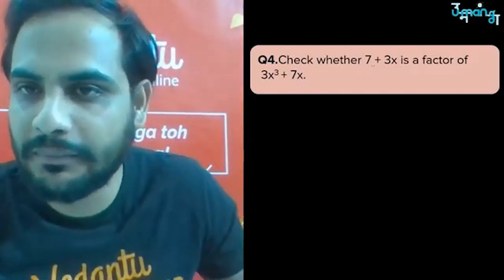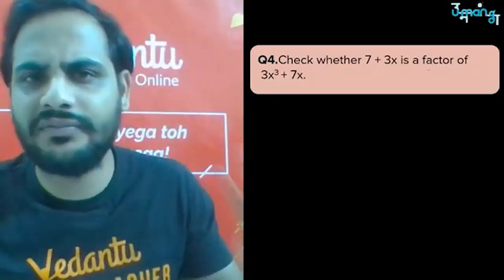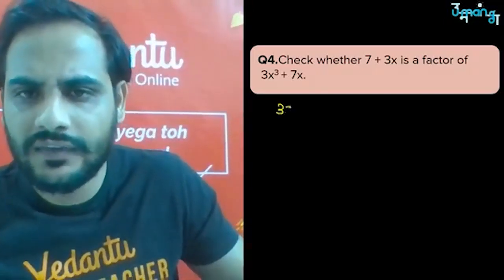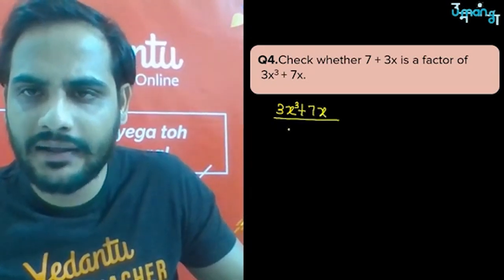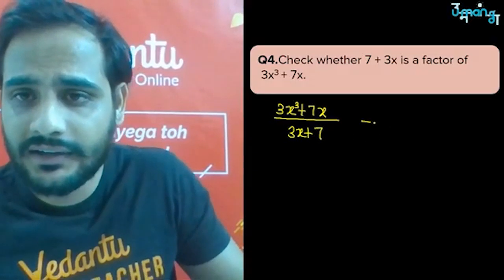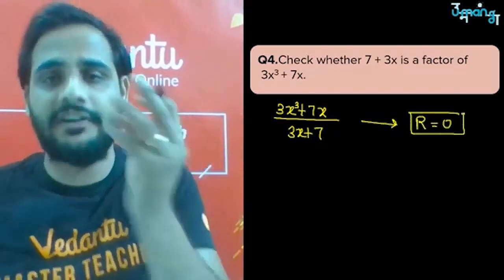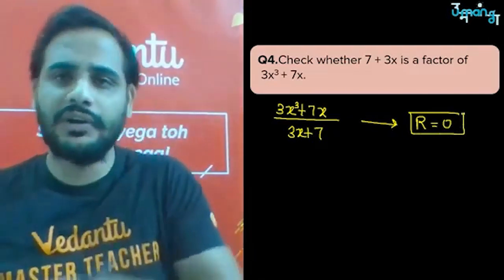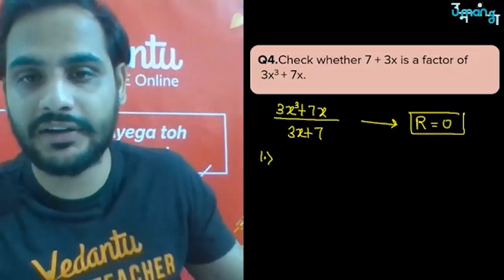So if 7 plus 3x is a factor of 3x cube plus 7x, there is one small thing we already know: if I divide 3x cube plus 7x by 3x plus 7, and it is a factor, then the remainder should be equal to 0. As simple as that. If it is a factor, the remainder should be 0. If it is not a factor, the remainder will not be 0, right? So let us use the remainder theorem.